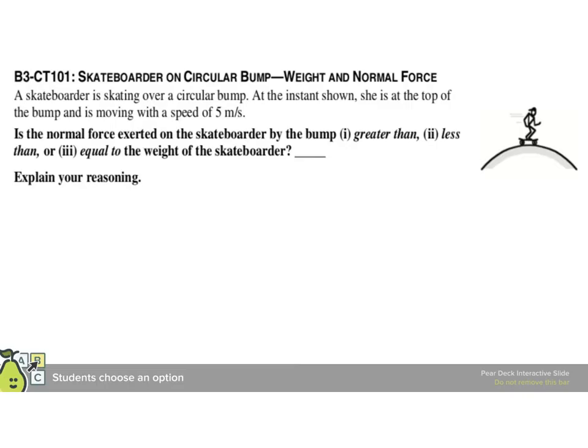All right, a skateboarder is skating over a circular bump at the instant shown, at the top of the bump and moving with a speed of 5 meters per second. Is the normal force on the skateboarder by the bump greater than, less than, or equal to the weight of the skateboarder?